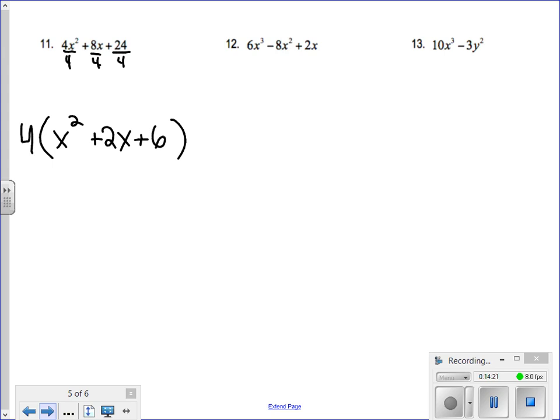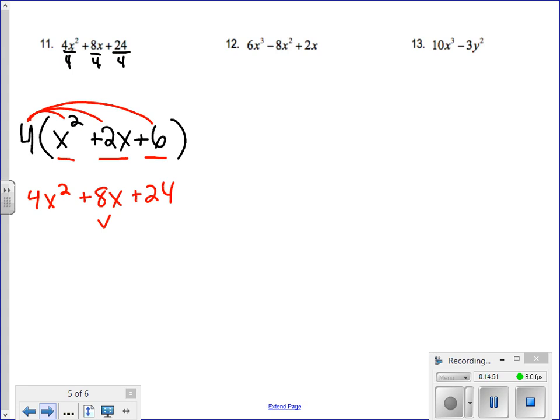When I go back and look through what's left in the parentheses, there does not appear to be any other GCF that I missed, so I know I did my answer right. I can also check, as we talked about earlier, by distributing the 4 to every term. 4 times x squared is 4x squared. 4 times 2x is plus 8x. And 4 times 6 is 24. If I get the same answer that I started with, I know that I factored correctly.